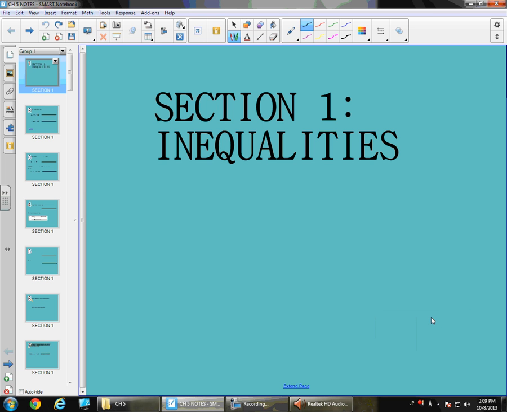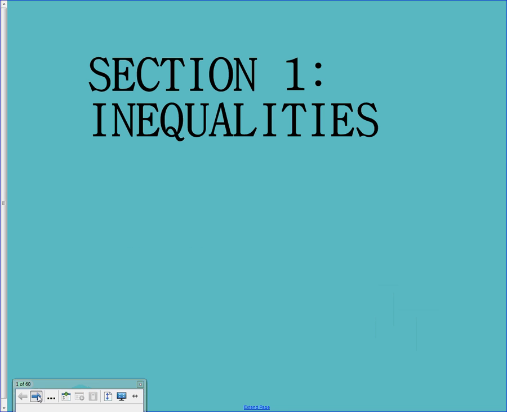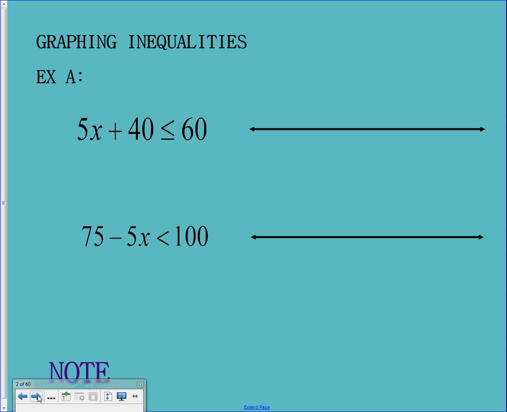Section 5.1 is on inequalities. So if we wanted to just graph the inequalities in example A, we would solve as if it was an equal sign. So I would start by subtracting 40. So I would have 5x is less than or equal to 20, and then I would divide each side by 5. So I'd have x is less than or equal to 4.